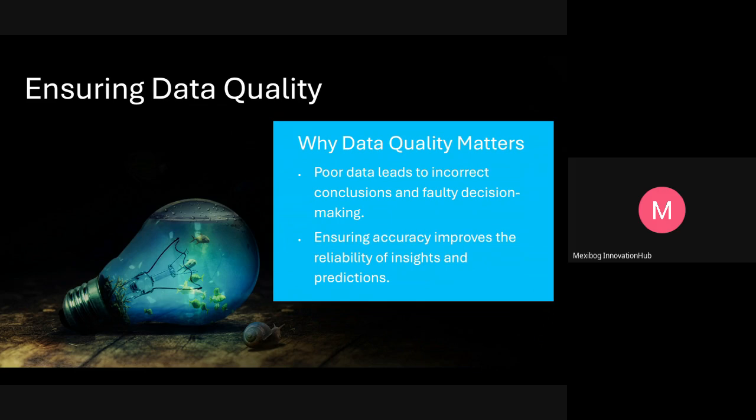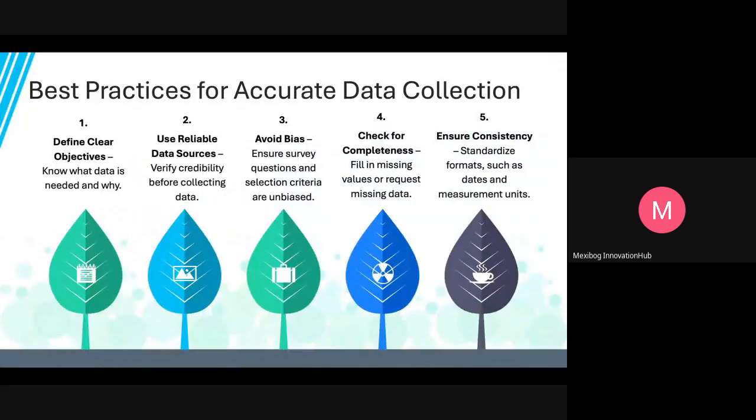So ensuring data quality. Why does data quality matter? One of the reasons is poor data leads to incorrect conclusions and faulty decision making. So we cannot stop emphasizing the need for clean data, for quality data, because if you give faulty data, your predictions or your analysis will be wrong. So it is very, very important. Then ensuring accuracy improves the reliability of insights and predictions, just like what I've said.